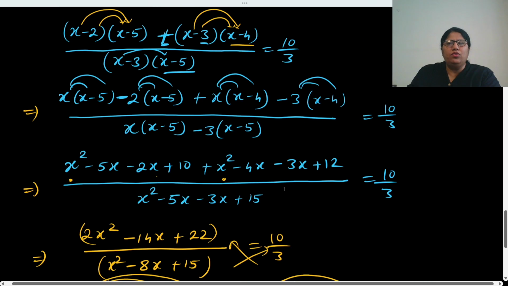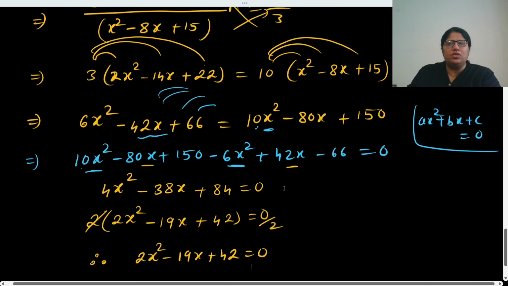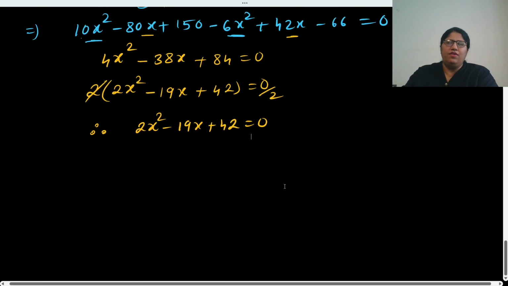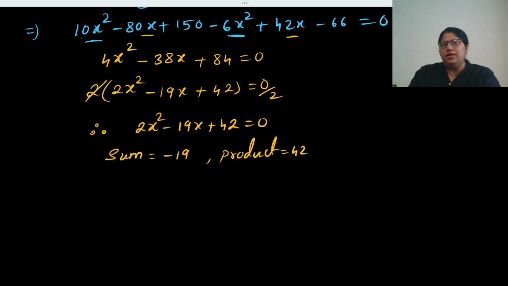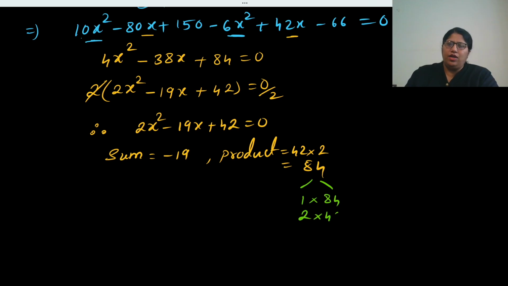Now after that, what the question says here, find out the roots. So always try to follow the factorization method. So what is the sum? It's −19 because that's the middle term, and the product is the constant term times the coefficient of x², which is 2, so that is going to be 84. That means I have to list the factors of 84. So 1 times 84, 2 times 42.